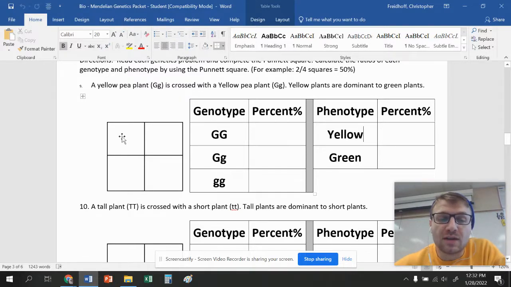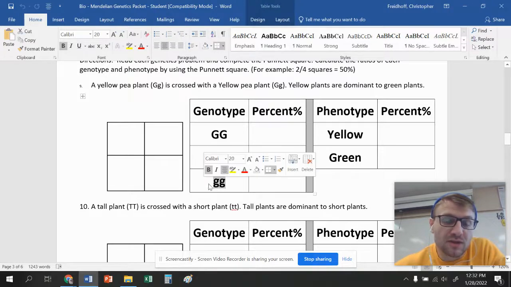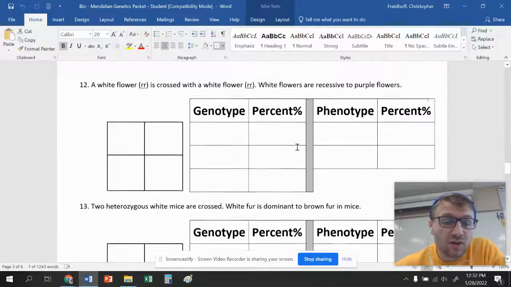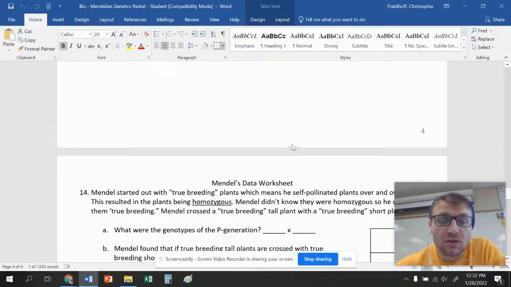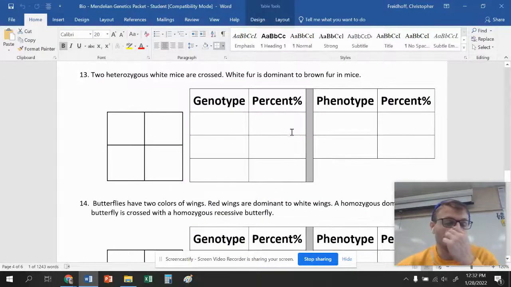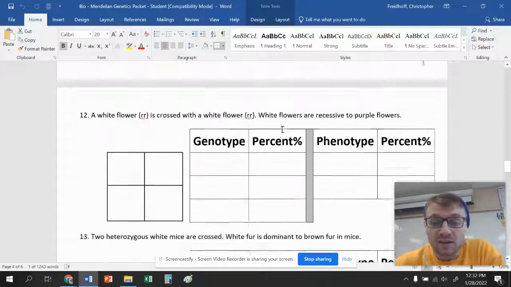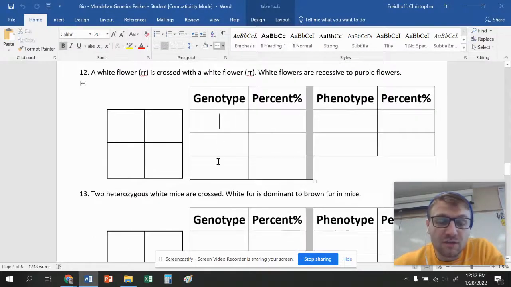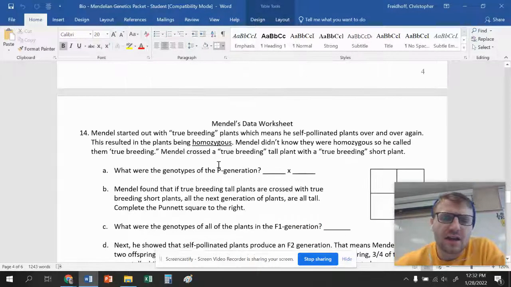Phenotypes. Remember, as long as it has 1 big G, it's going to produce the dominant phenotype. So in this case, you have yellow and green. 75% of the offspring are going to be yellow, and only 25% are going to be green, because only 25% are little g little g. There are several practice problems you just have to get through. Those are all monohybrid, and they just ask you different questions in each. You can see down here, you have to fill them out yourself, and then that's it.